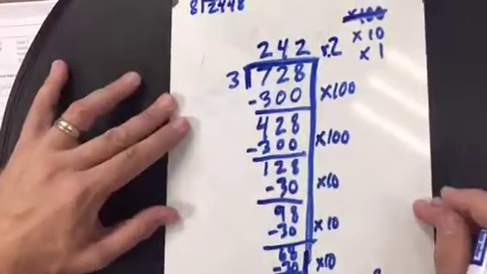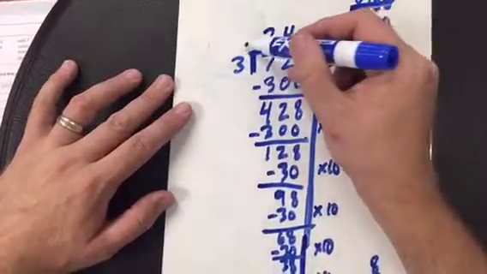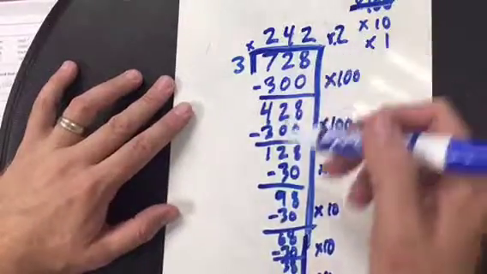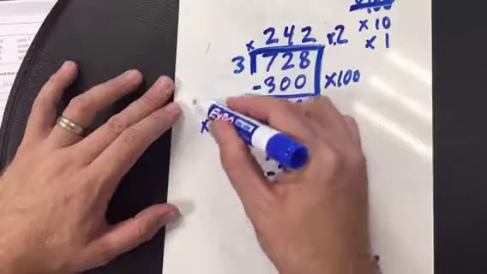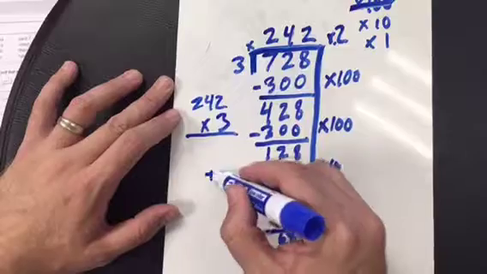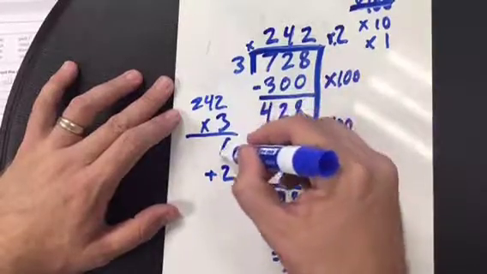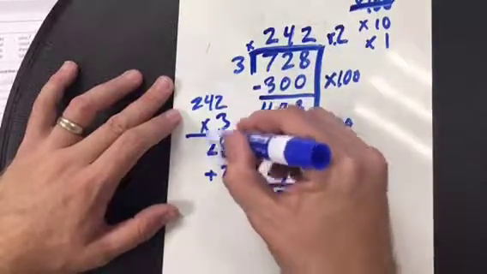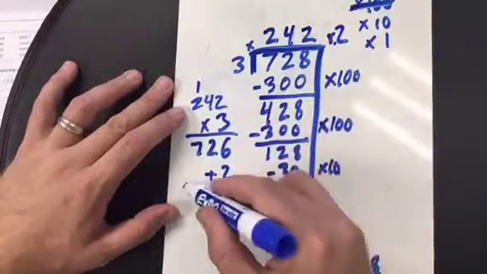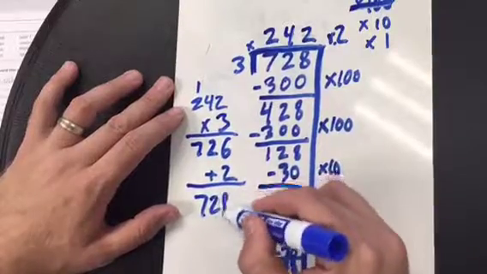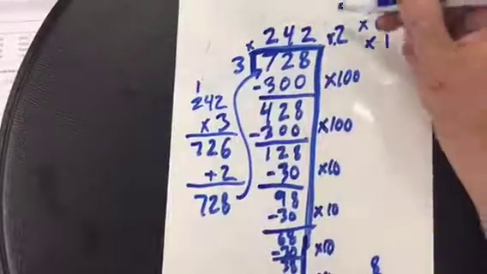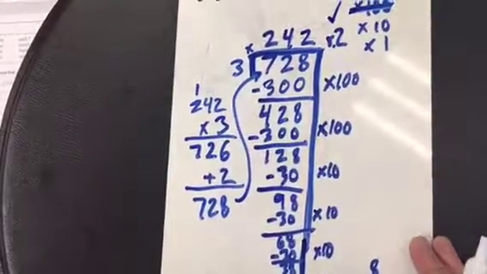And of course, I want to show you how to check these problems too. If you want to check them, you can just multiply your divisor times your quotient. So 3 times 242, and then you're going to add your remainder at the end of that. So 3 times 2 is 6, 3 times 4 is 12, regroup that. 3 times 2 is 6, plus 1 is 7, 726, plus 2 more is 728, and that matches our dividend. And so this is our answer, 242, remainder 2. It's been checked.